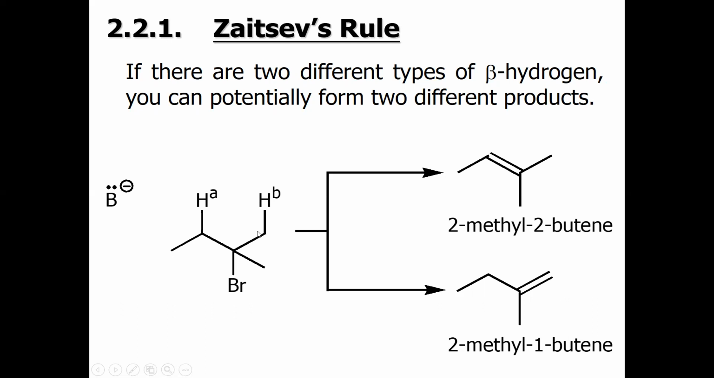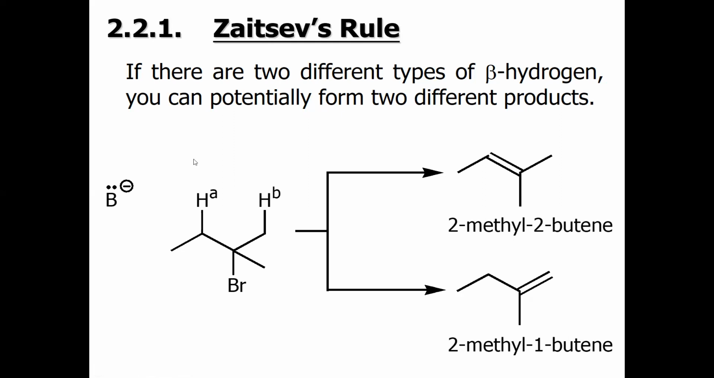And this beta carbon has hydrogen, which is known as the beta hydrogen, right? Beside this carbon, on the left side, we have a CH2. This carbon is also known as a beta carbon. This compound has two types of beta carbon.